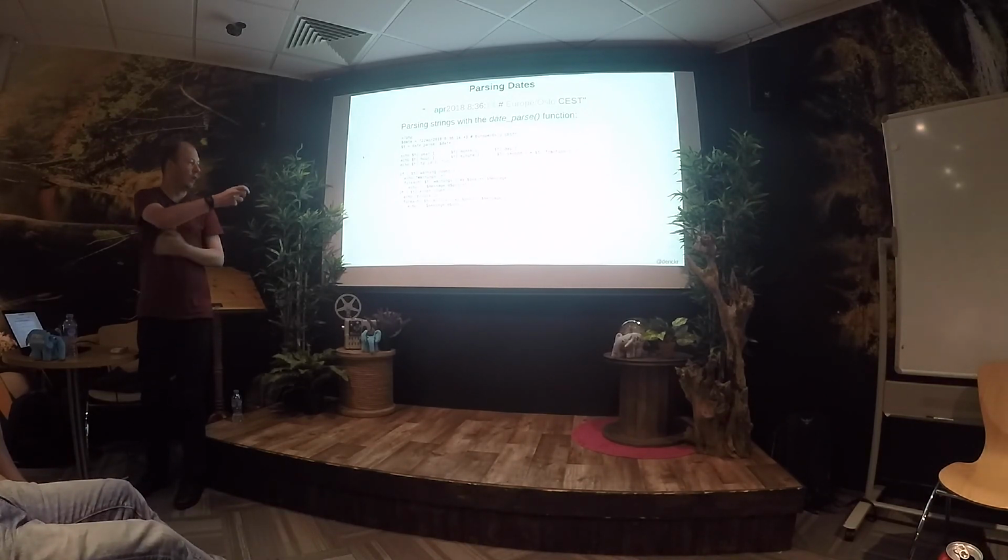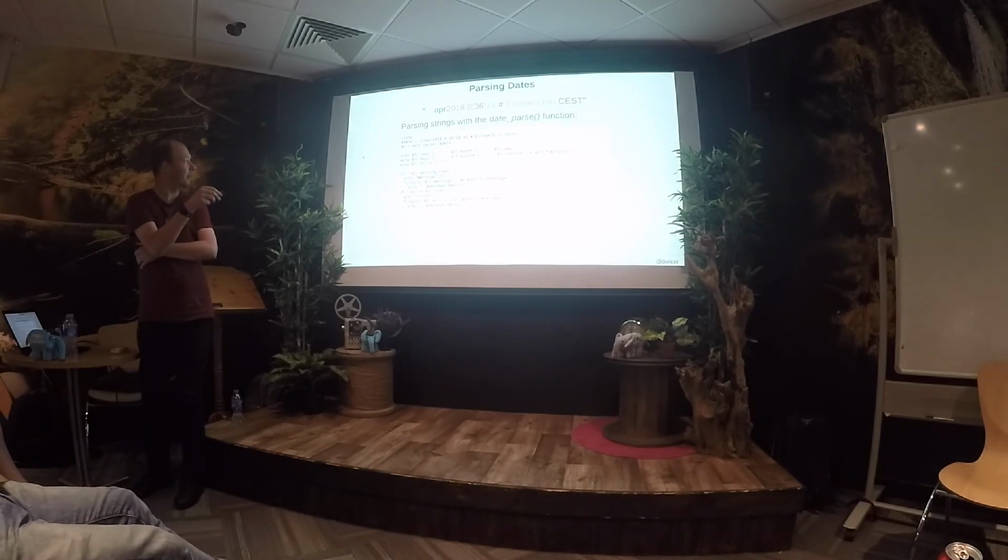So this looks very complicated. It is not very complicated. Date parse basically returns an array with all the different fields that PHP understands in a DateTime string. So this is your standard year, month, hour, day, whatever. It also sees the timezone identifier or the UTC offset if there is one. And then two other elements are warnings and errors.